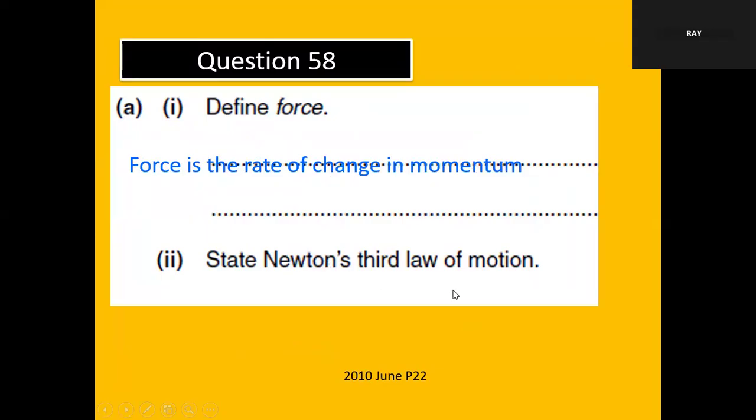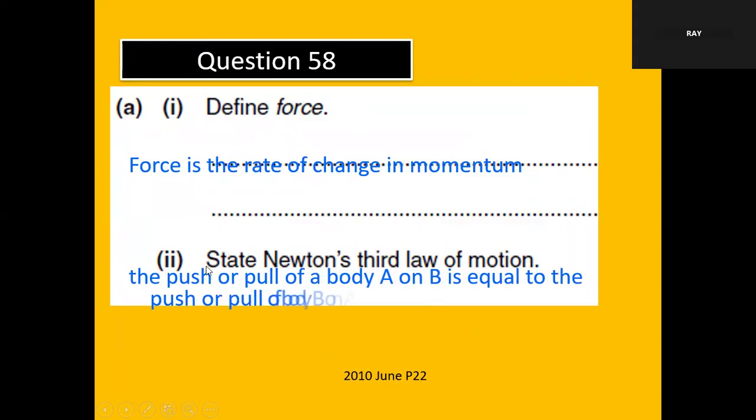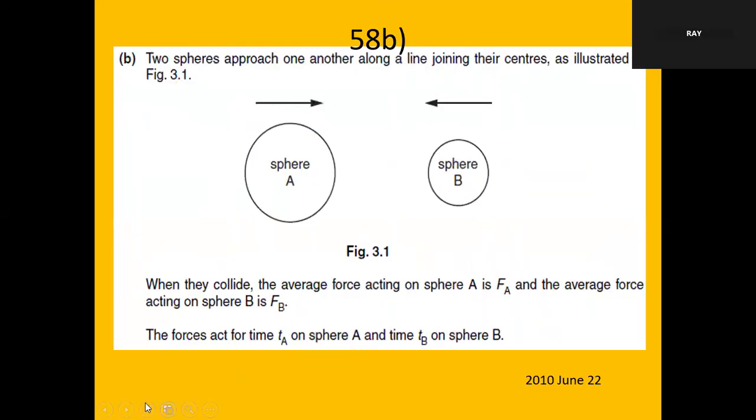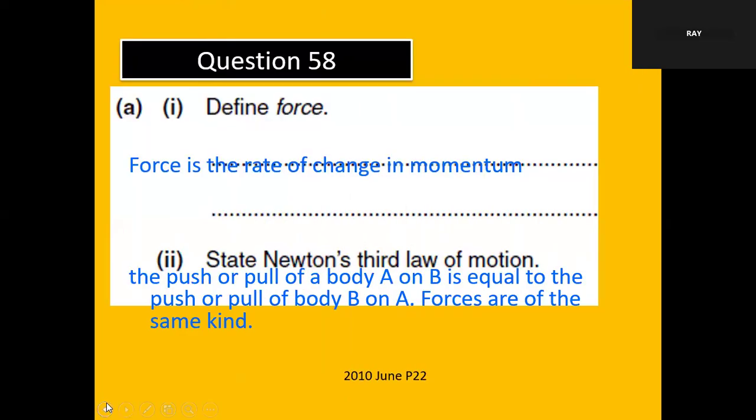State Newton's third law of motion. Don't say action and reaction are equal and opposite. Push or pull of body A on B is equal to the push or pull of body B on A. Forces are the same kind. If I say for every action there's an opposite and equal reaction, they don't like that.